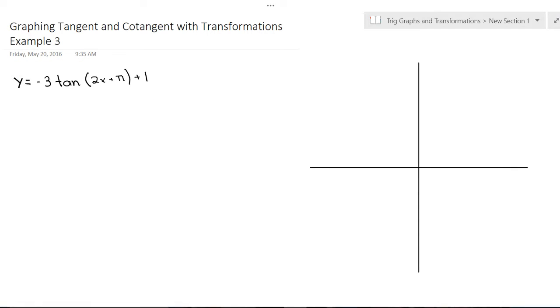Hey guys, so today we're going to graph our third example of tangent and cotangent with transformations. This is a tough example. It really brings everything together. Every type of transformation we have is part of this problem.